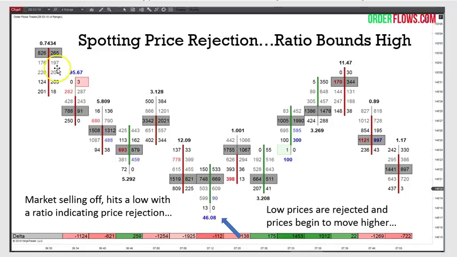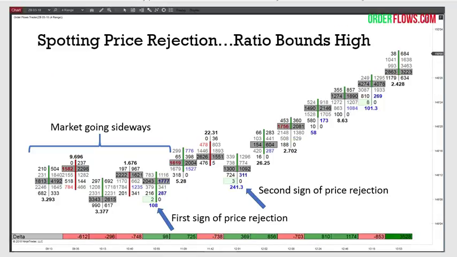Okay, so here you have a market selling off. You get down to a low, and I've got a ratio indicating price rejection. Then the market rallies up here. That's the beauty of order flow. You saw price was rejected here, so you can catch this move. You're not waiting for price to test it or anything like that. No, right there, right away, price was rejected.